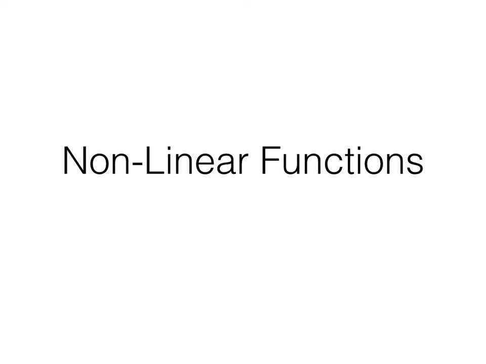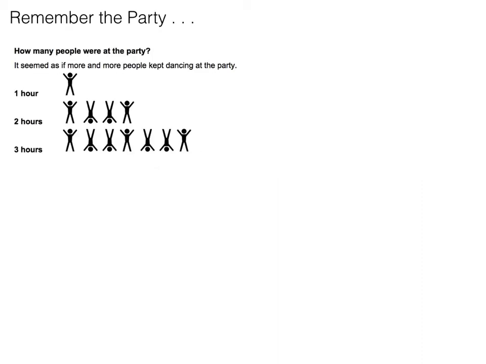So in our first unit in the introduction of functions, we mostly looked at linear functions. Not every time, but mostly. So let's look at some of those again. Remember the party problem. So in 1 hour, one person, 2 hours, four people, etc. Some of them were upside down, some of them were right side up, but our function was just trying to describe how many total people there were.